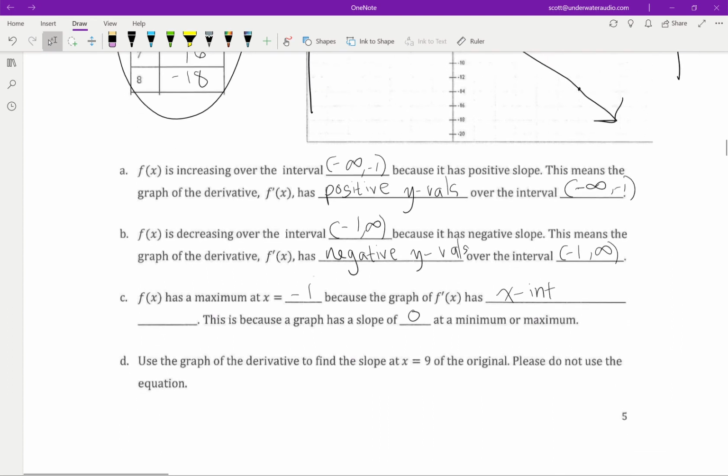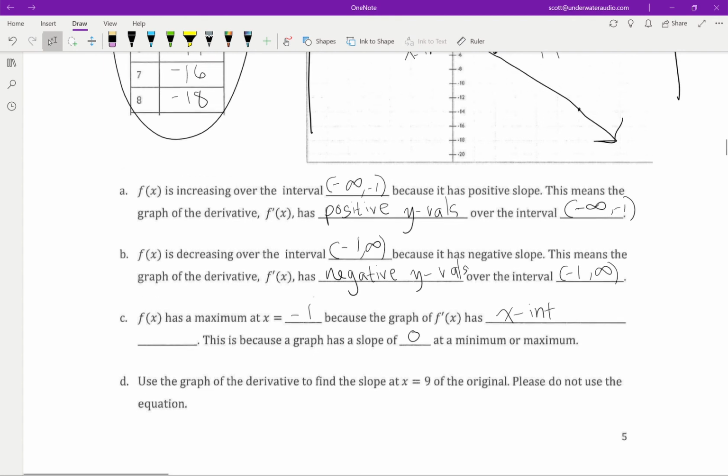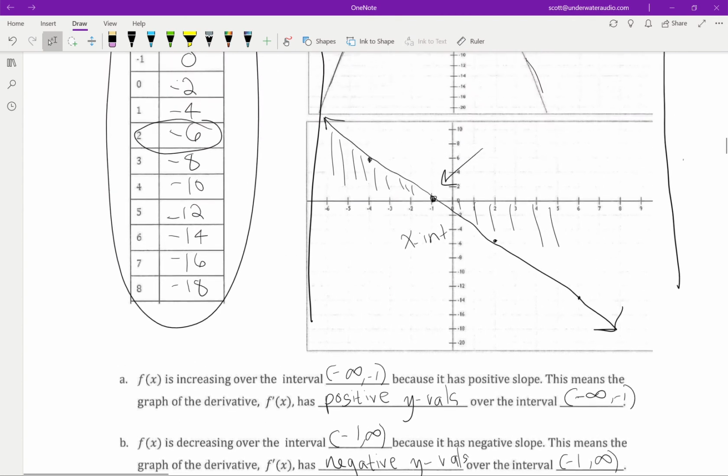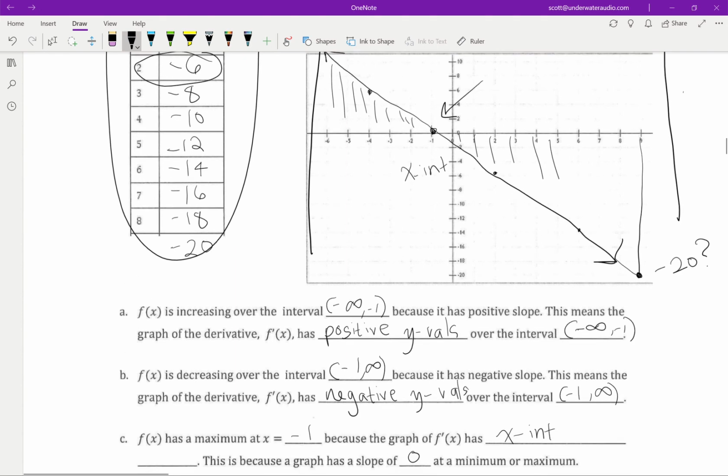All right, use the graph of the derivative to find the slope at x equals 9 of the original. Please do not use the equation. Okay, so at x equals 9, it's probably like down here. So we'll say negative 20, and then we could check it. And actually that looks like exactly right. That seems to follow the pattern of the table. So negative 20.